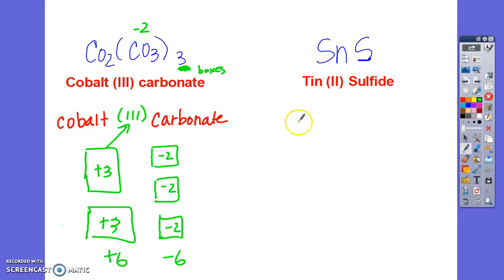Now let's do this one. We have the rightmost side. I know this is -2 off the periodic table. How many sulfurs do you have? I just have 1, so I do 1 box. How many tins do you have? 1 box. Oh, they have to equal 0. So this is +2. That's my Roman numeral that I would have.